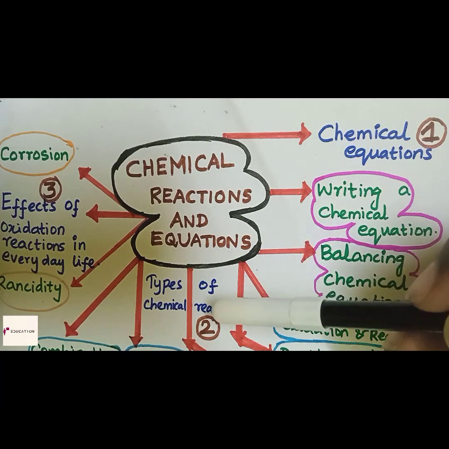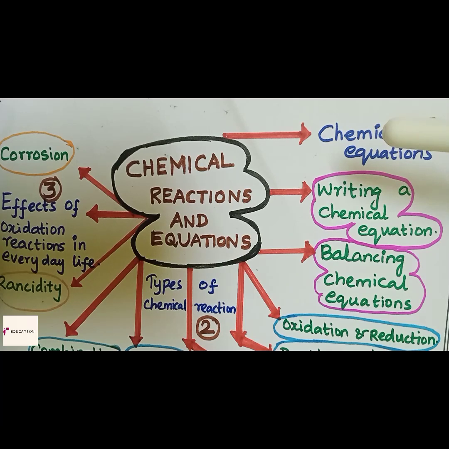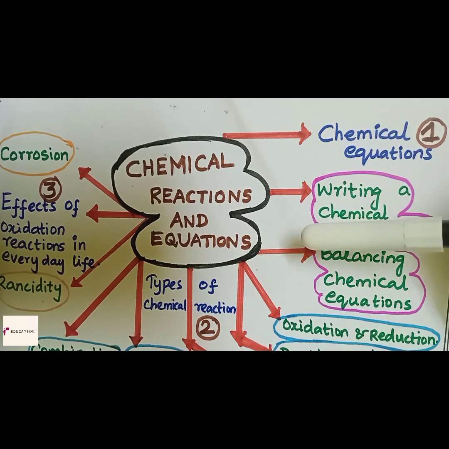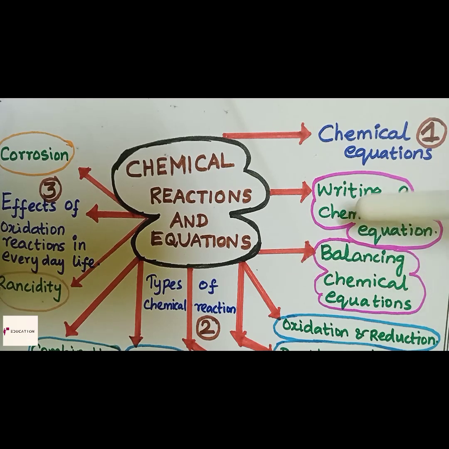In case they have given the word equation, you have to write it as a chemical equation, using the symbols. If they have given the symbols, you have to write the word equation, you should know. And next, balancing chemical equations. How to balance a chemical equation? Already I have given a video regarding balancing chemical equations. You can watch that.